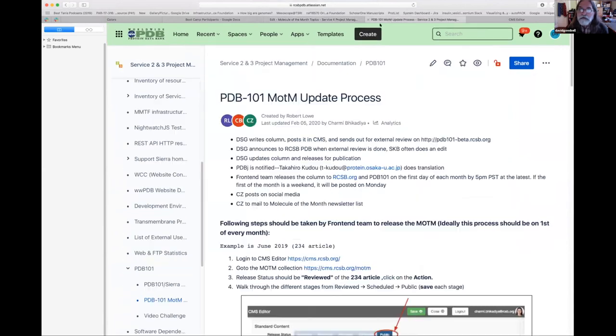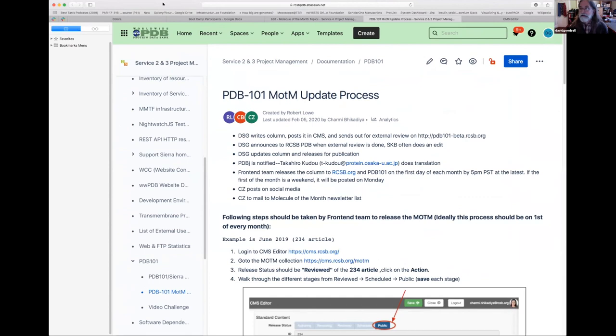Okay, this is a page that we have on the site telling me what I need to do for each article. So this is the process of what happens. First, I typically write the column and then I post it in our content management system and we send it out for external review. That can take anywhere from a day to a month, depending on how fast the expert is in getting back to us.